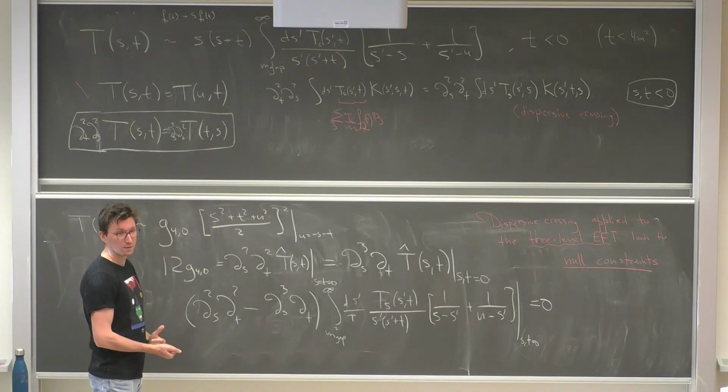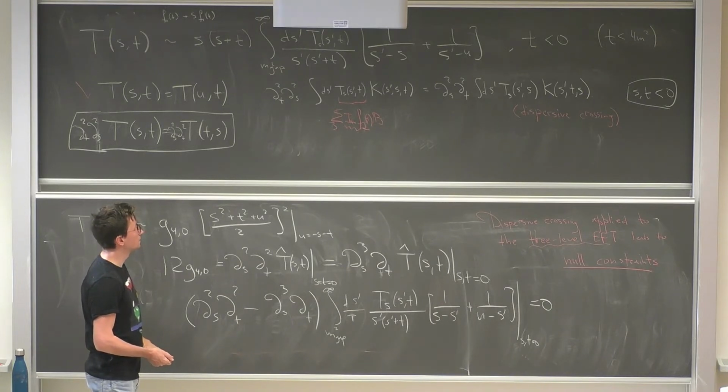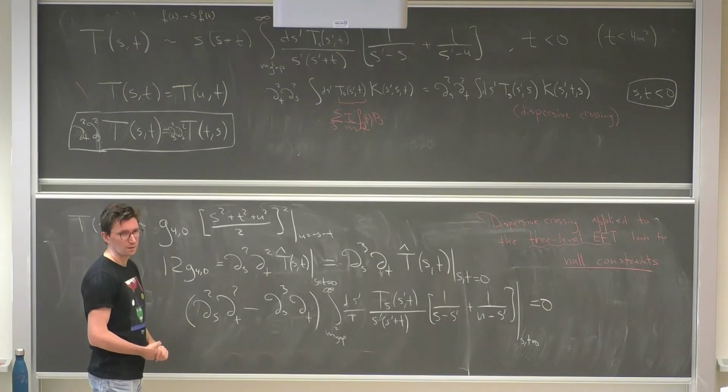Yeah, but so all the null constraints that have been discussed, you can derive them all from that equation, just inserting the discontinuity of the amplitude in terms of the effective field theory. That's the statement. There is nothing else. I think so. Yeah, I think so.